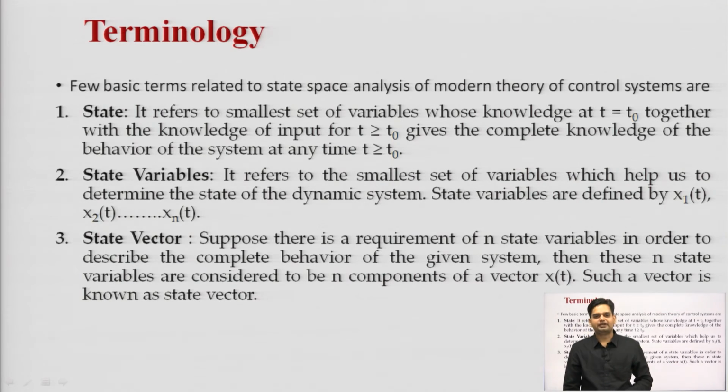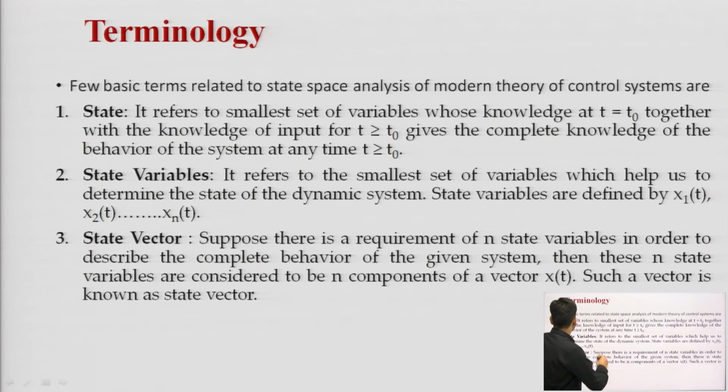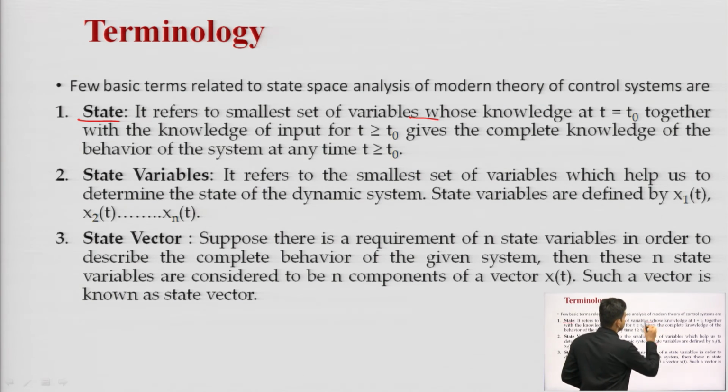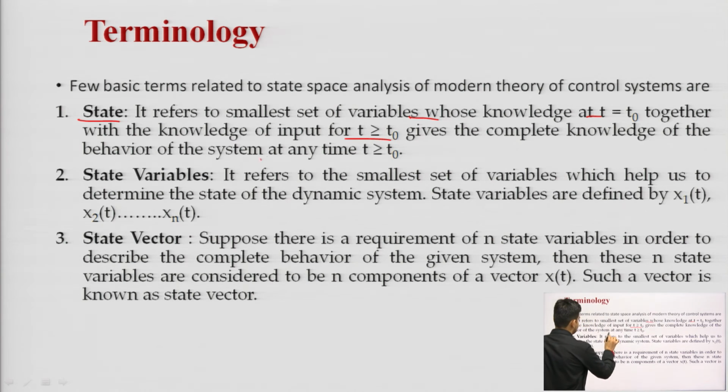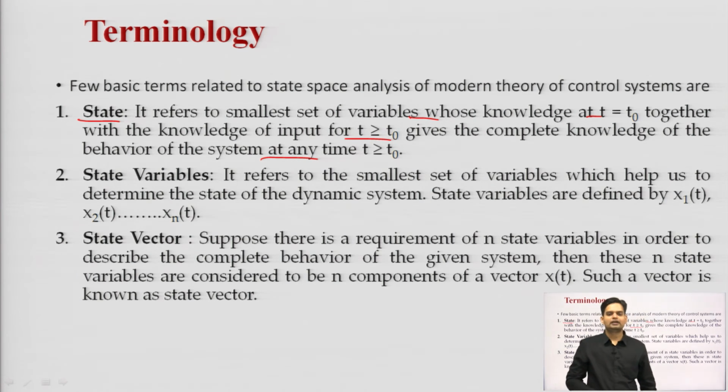Okay. So, the basic terminology that we are using here, one is state. It refers to the smallest set of variables whose knowledge at t = t0, together with knowledge of input at t ≥ t0, gives the complete knowledge of the behavior of the system at any time t > t0, right. So, here we need to select the minimum set of variables, right.